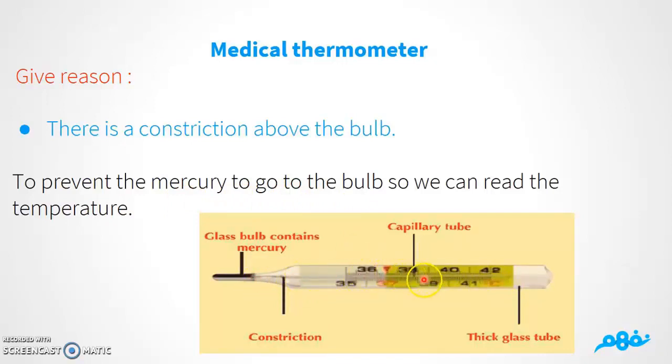So if we want to measure temperature, we need the mercury to be here, right? So it could expand or contract. It will expand if it's so hot, like when we are measuring somebody who has, for example, a high temperature, and it will contract if we have somebody who doesn't have a high temperature. So again, we have the constriction here above the bulb to prevent the mercury from going to the bulb so we can read the temperature.